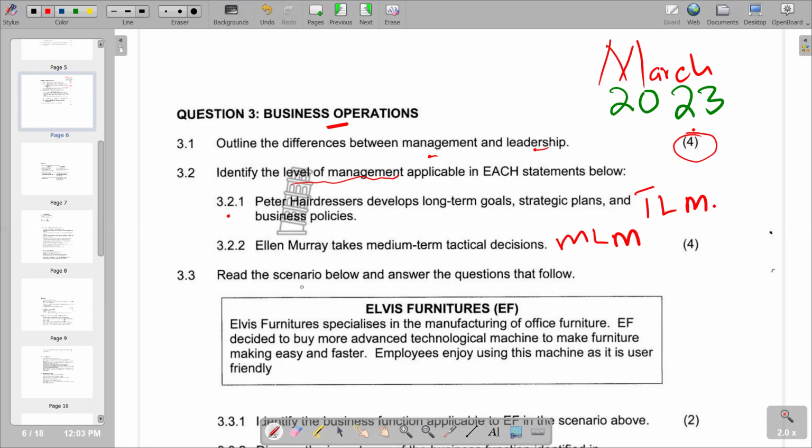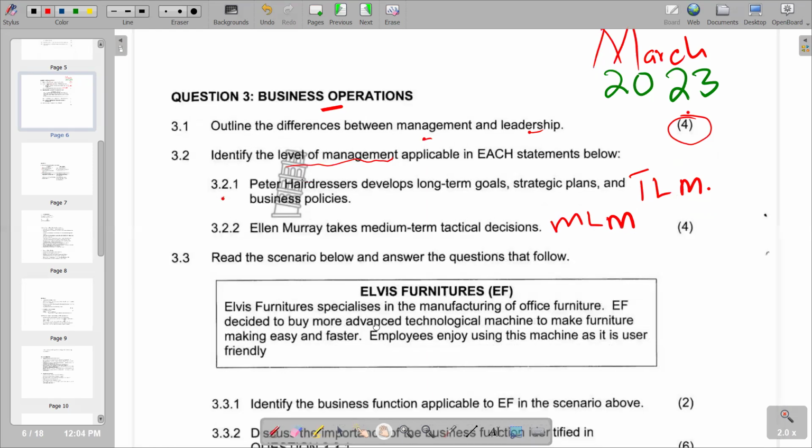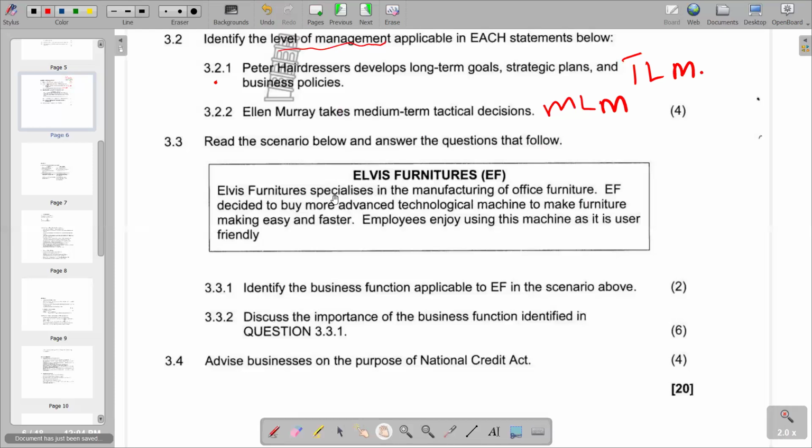Then we go to 3.3, which is read the scenario below and answer the questions that follow. Given the scenario of Elvis Furnitures, it reads: Elvis Furnitures specializes in manufacturing of office furniture. EF decided to buy more advanced technological machines to make furniture making easy and faster. Employees enjoy using this machine as it is user-friendly. 3.3.1, identify the business function applicable to EF in the scenario above.